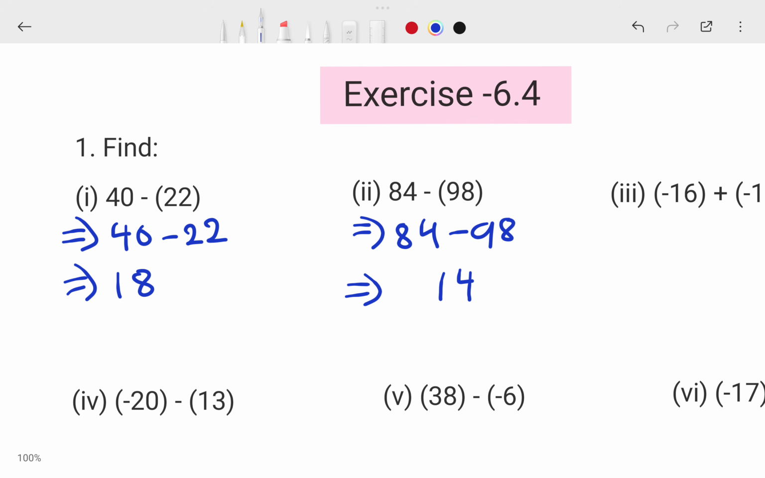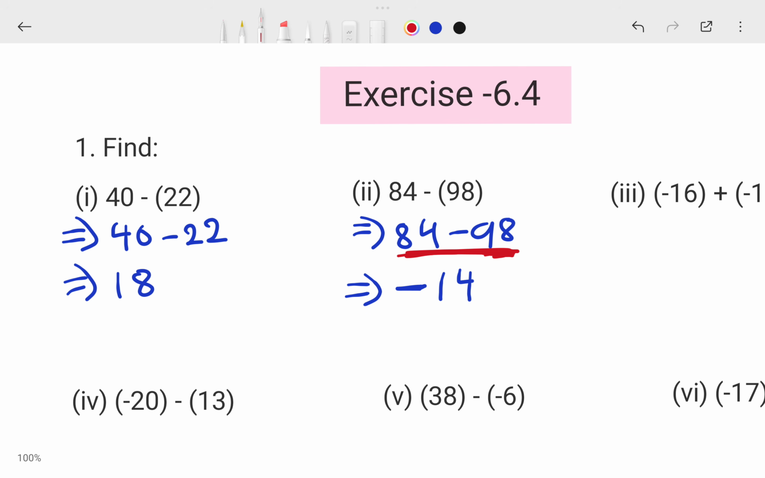But is it positive or negative? Let me tell you, just see 84 and 98. In these two numbers, which number is greater? Here 98 is greater. Which symbol does 98 have? 98 has a negative symbol, so that's why we have to put a negative symbol here.